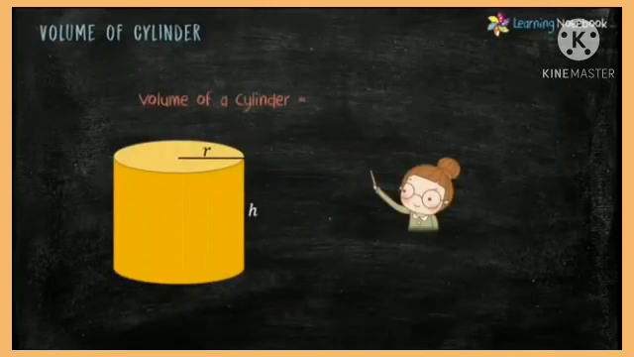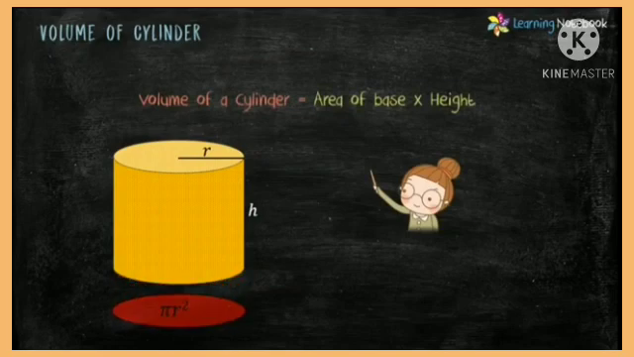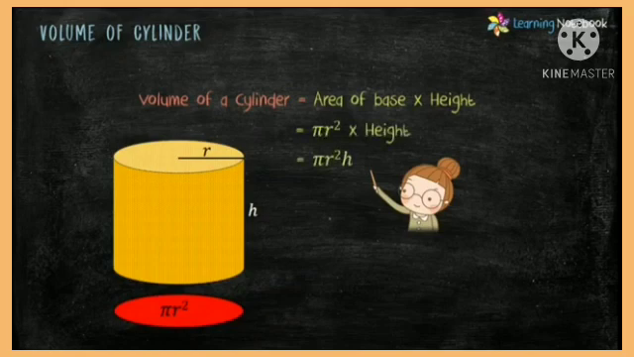Volume of a cylinder equals to area of base into height. Area of base equals to area of circle, which is pi r square, and height is h. Therefore, volume of a cylinder equals to pi r square h.